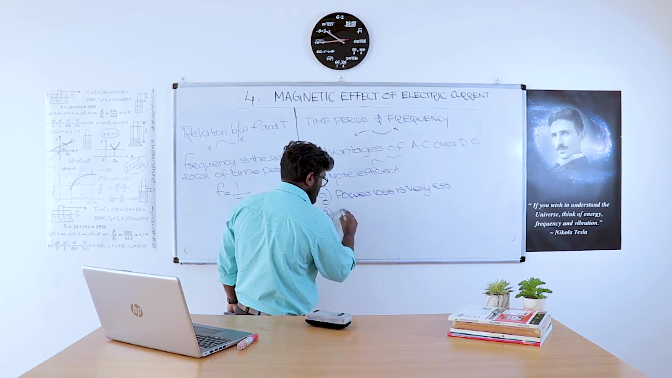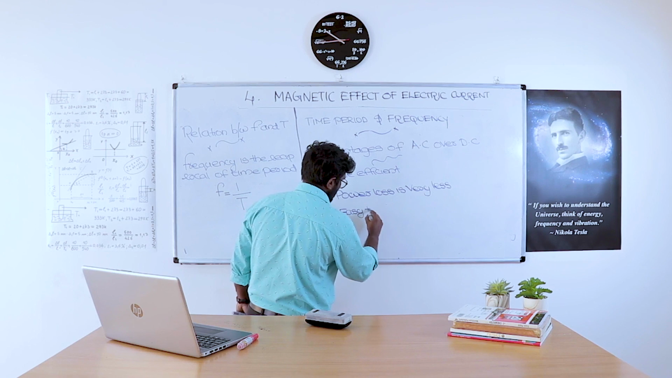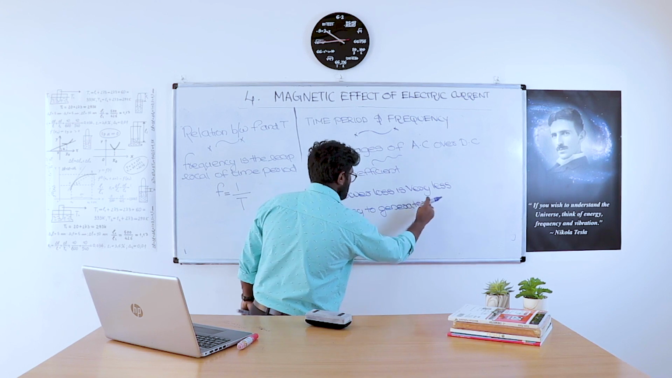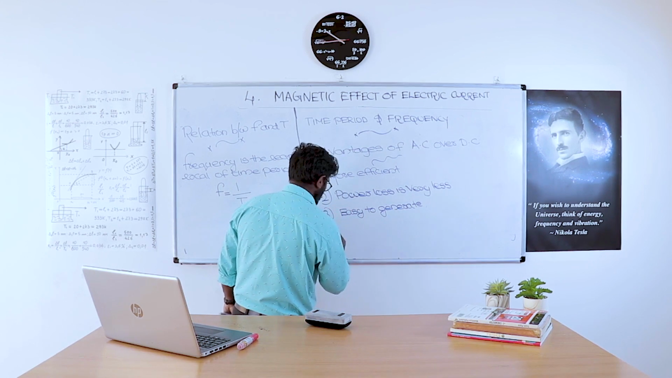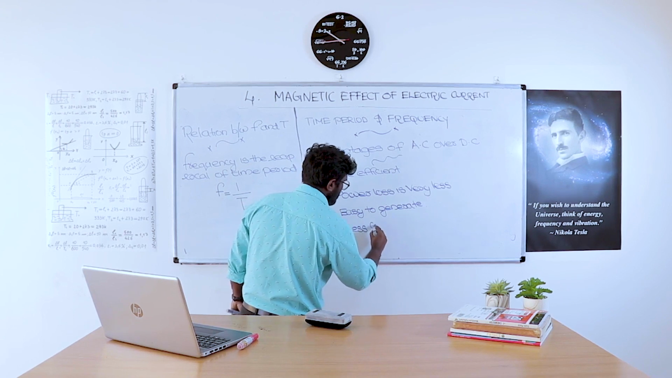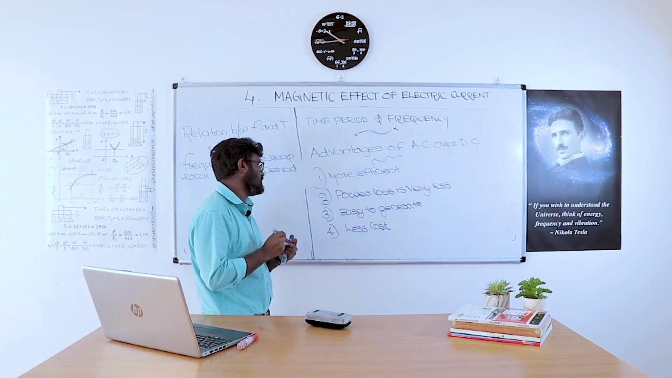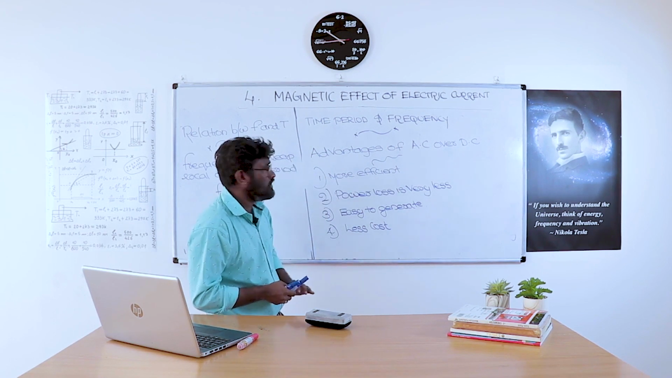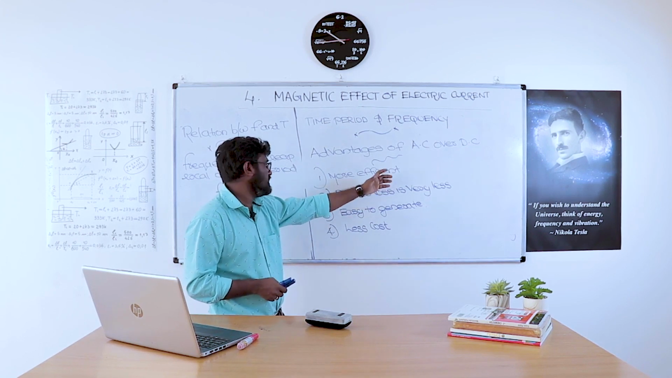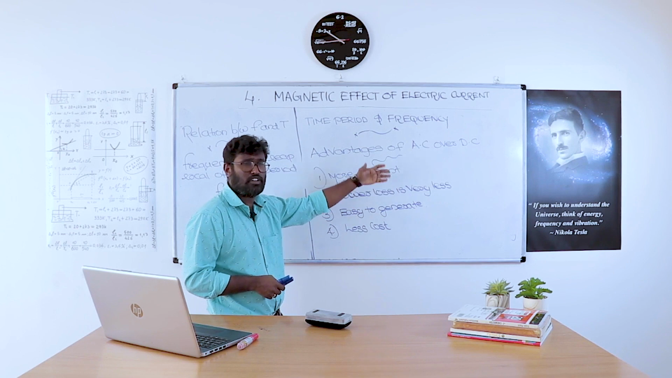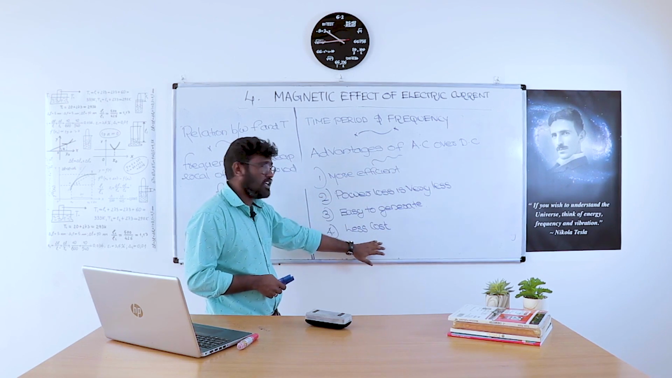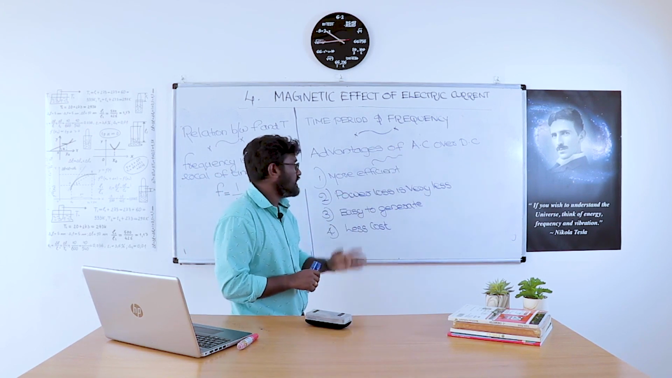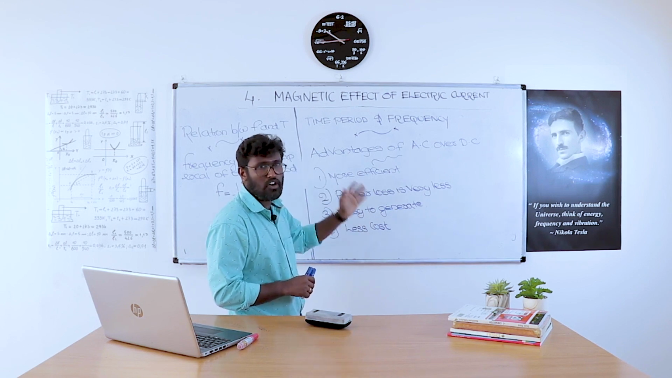And AC is easy to generate. The generation cost is very less as compared with the DC cost. So the advantages of AC over DC are that it is more efficient than DC, the power loss is very less in long distance transmission, and it is easy to generate and less costly. AC is cost effective as we compare alternating current with direct current. These are the advantages of AC over DC.